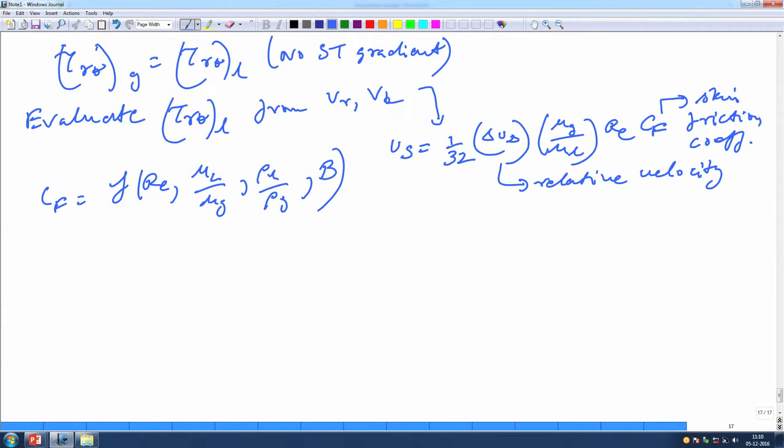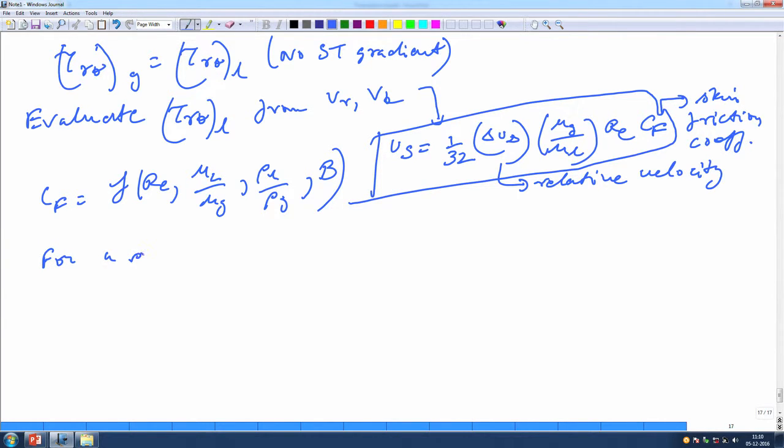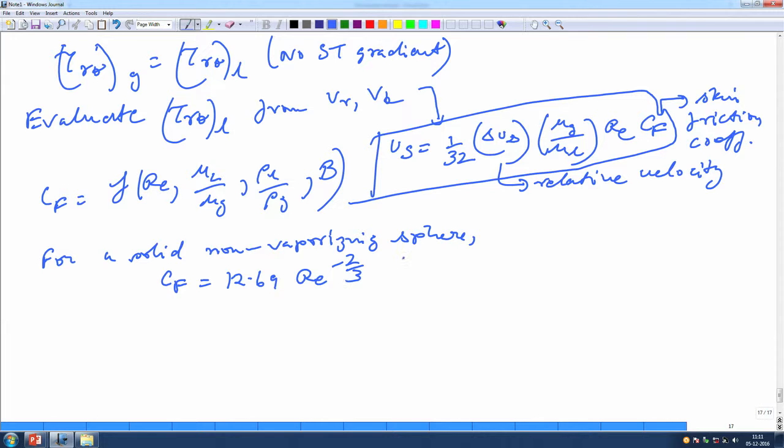This is simple common sense. Intuitive sense should actually tell you that if this is the velocity profile that we get at the surface, then it must be dependent on these parameters, okay. Now, for a solid non-vaporizing sphere, we move to the same type of analysis. What we have, Cf is basically given as 12.69 Reynolds number to the power of minus 2/3. This is valid for Reynolds numbers between 10 and 100, right.